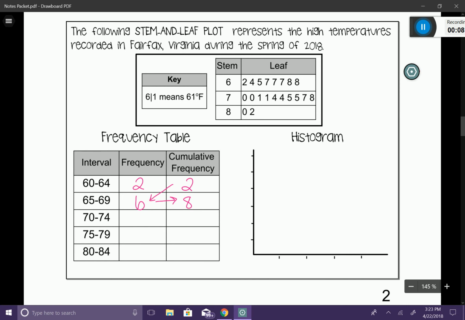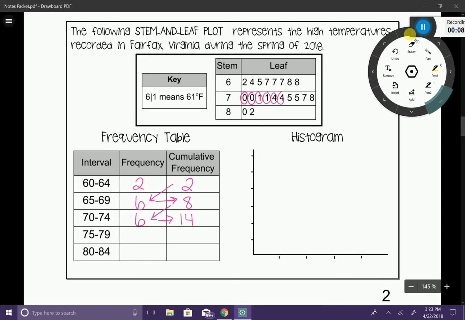70 to 74. So my stem is 7, which means my leaf 0 is 70, and then I have another 70, and then I have 71, 71, 74, 74, and that's it. So 1, 2, 3, 4, 5, 6, another 6. Alrighty. That is going to give us a cumulative frequency of 14.